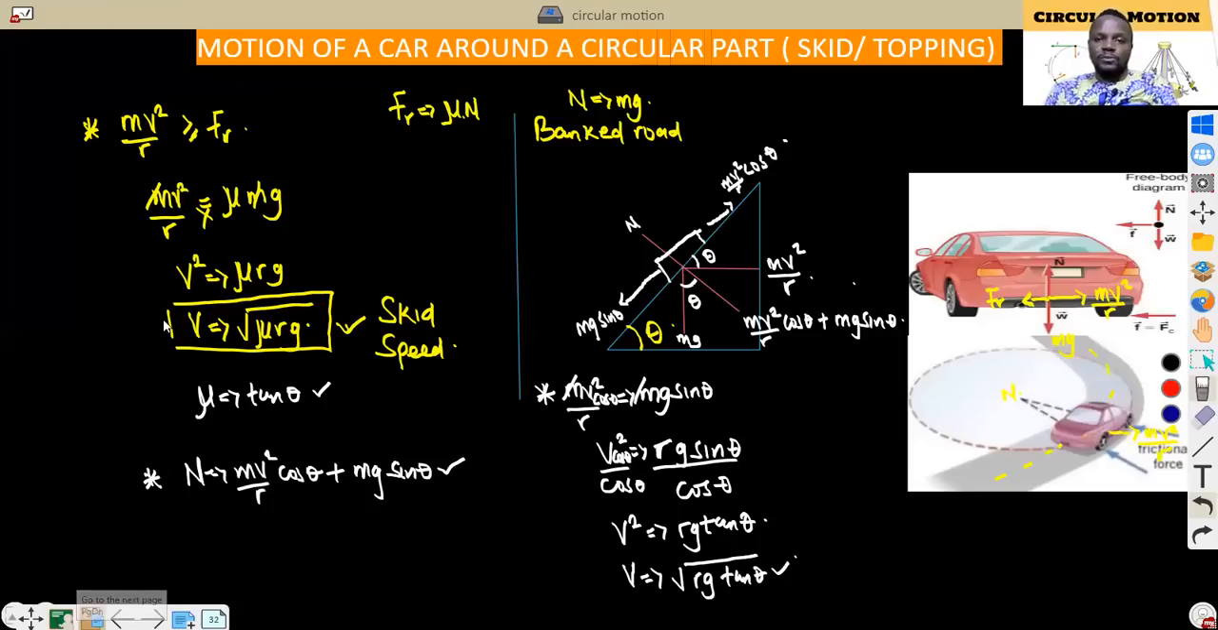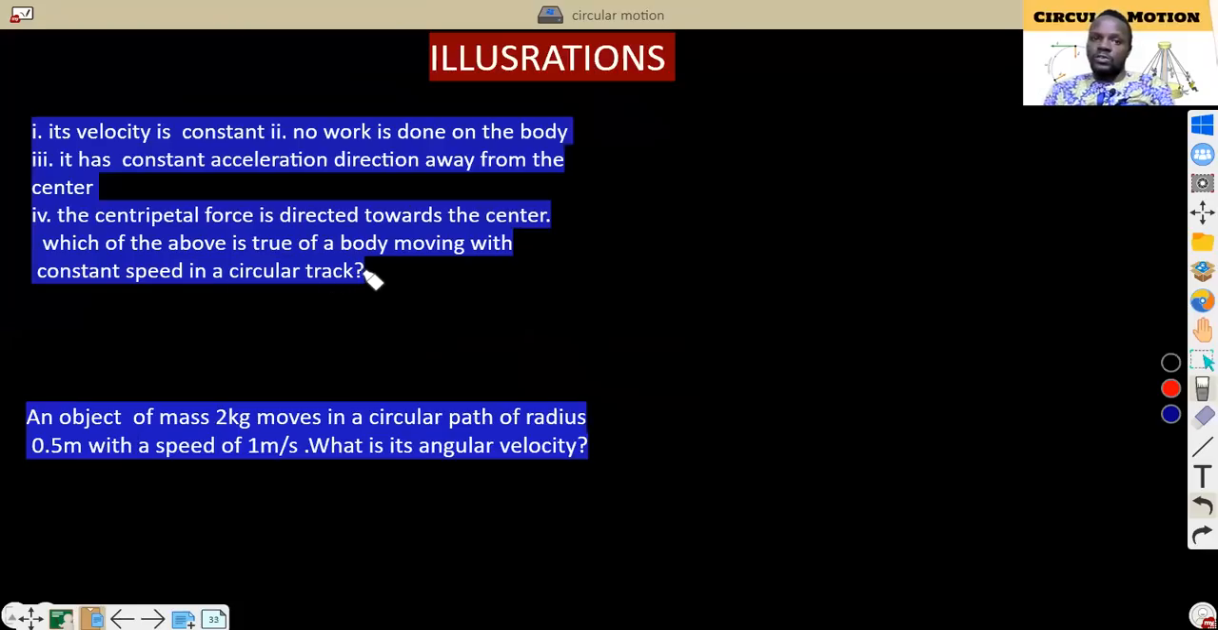So the last aspect here, guys, is the question on illustration. Illustration, the spelling is wrong. Don't mind the boy, he's tired. That is one. Now we say its velocity is constant, no work is done on the body. It has a constant acceleration directed away from the center. The centripetal force is directed towards the center. Which of the following is true about a body moving in constant speed circular motion?